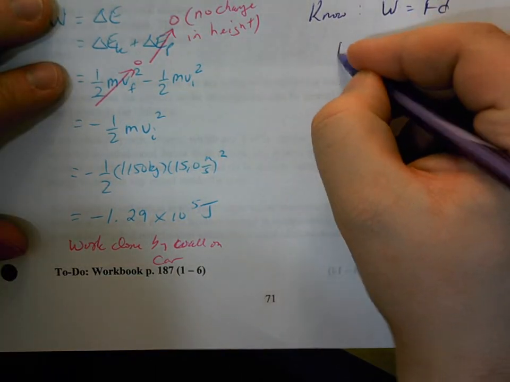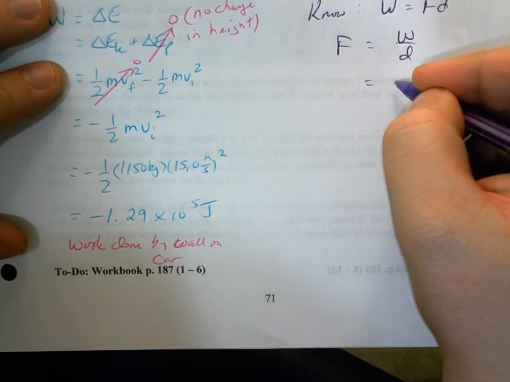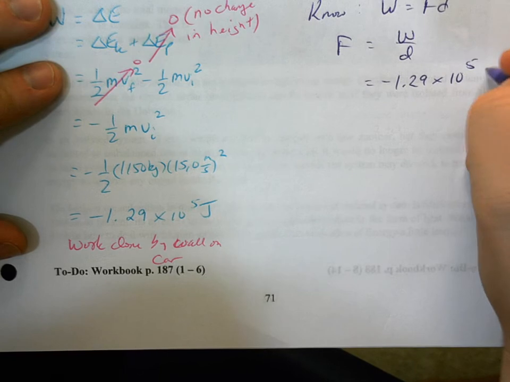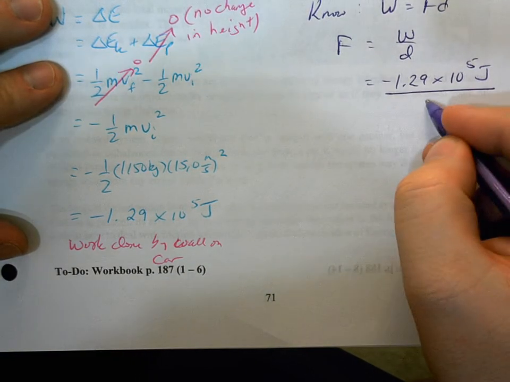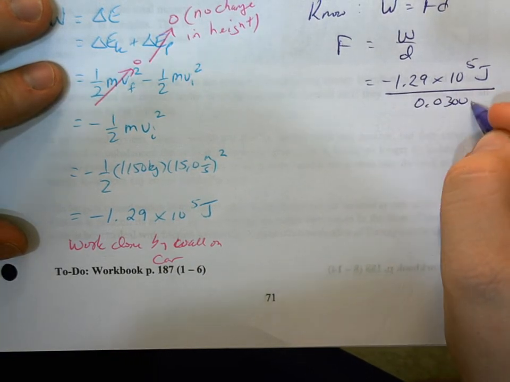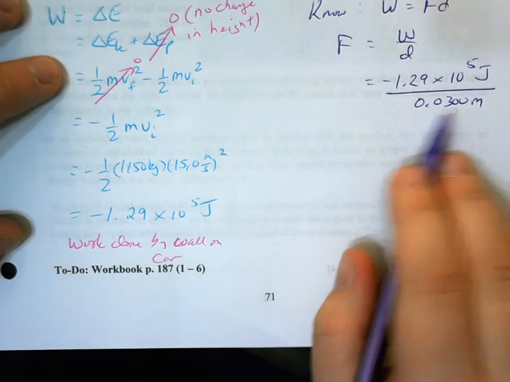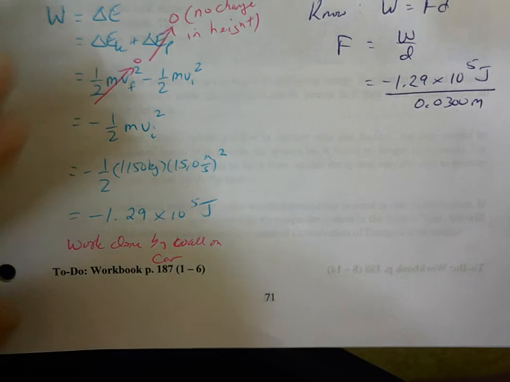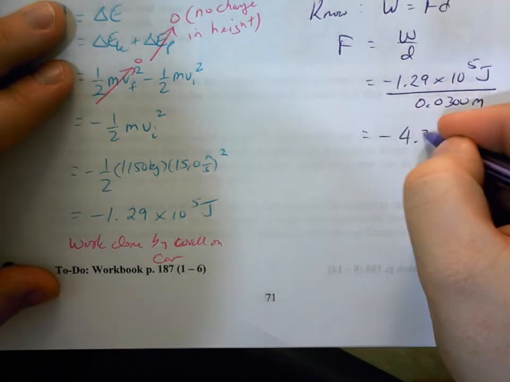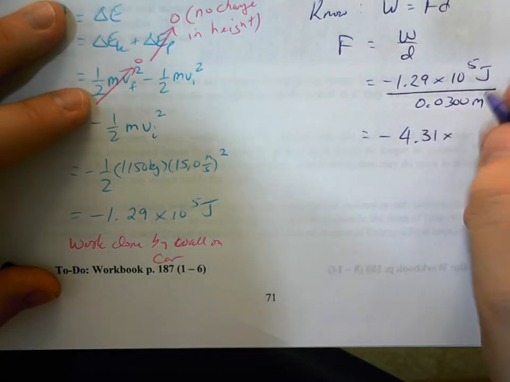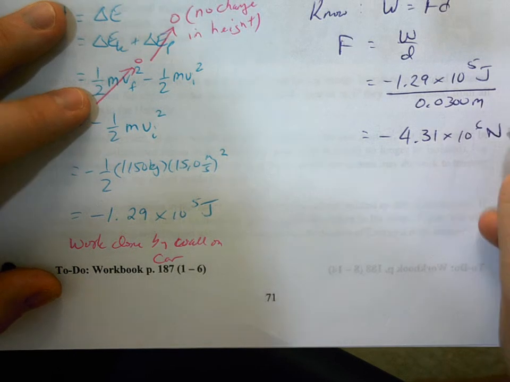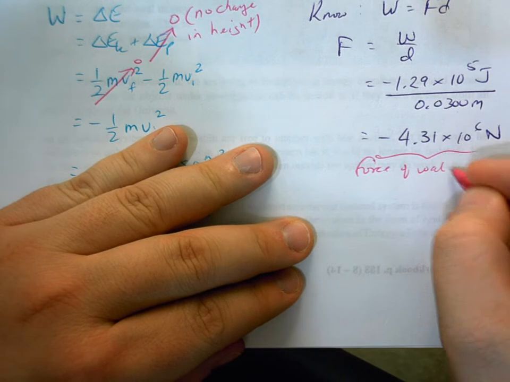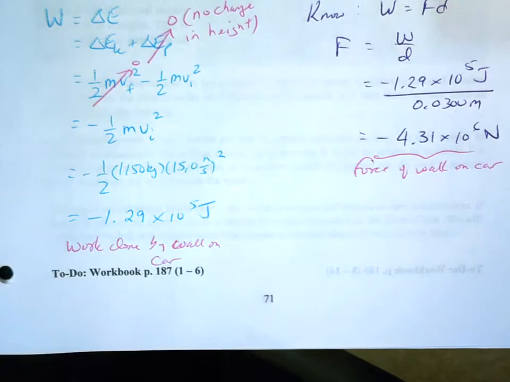So we know that there's a work of 1.29 times 10 to the 5 joules, and we're going to divide that by that distance of 3 centimeters, but make sure that that's converted into meters. So this work acted over this small distance. If we do that, we're going to get a force of about 4.31 times 10 to the 6 newtons. So this is the force of wall on car.